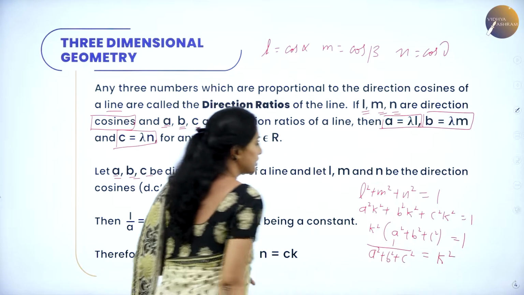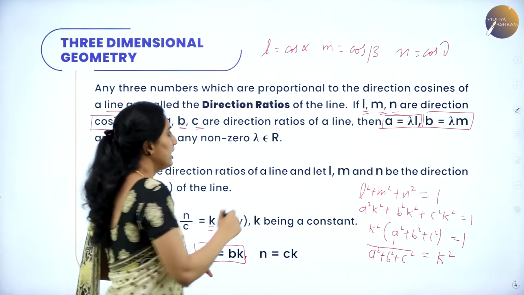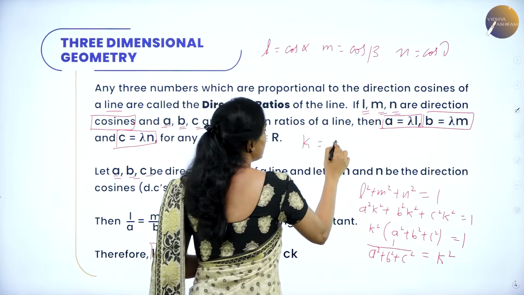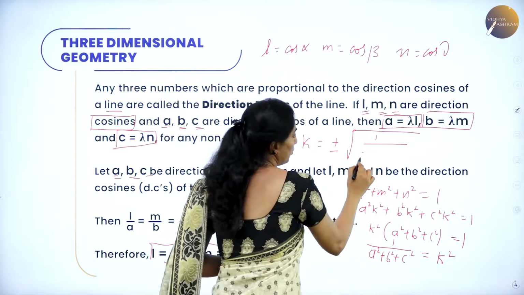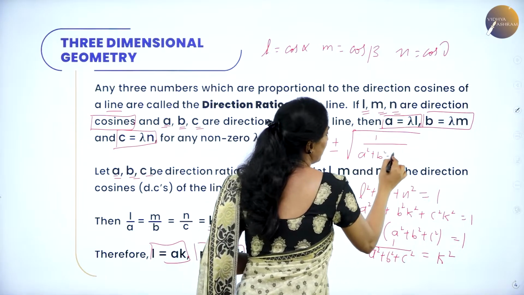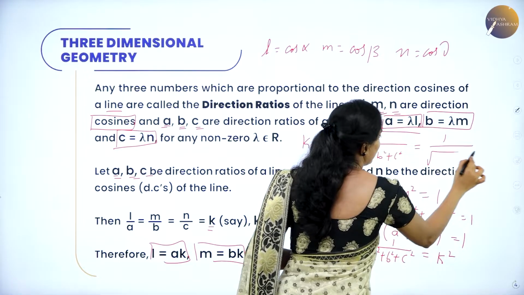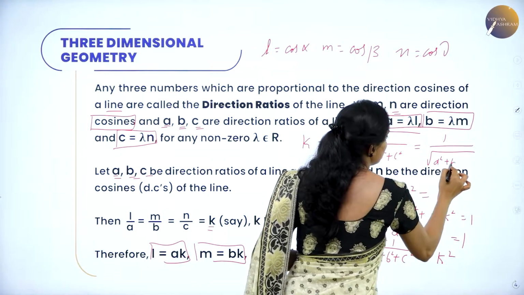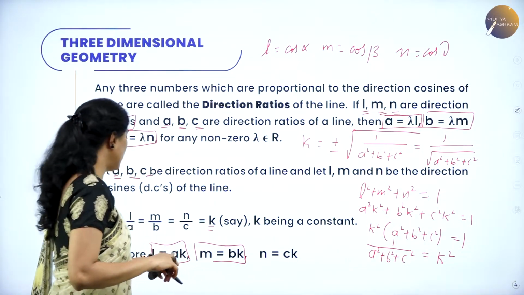You can shift a squared plus b squared plus c squared to the right hand side. Otherwise, k will be equal to plus or minus the root of 1 divided by a squared plus b squared plus c squared. Under the root, 1 is 1 only, so k equals plus or minus 1 divided by root of a squared plus b squared plus c squared. So this is what you are going to substitute for the value of k.